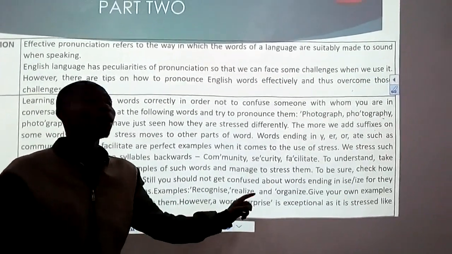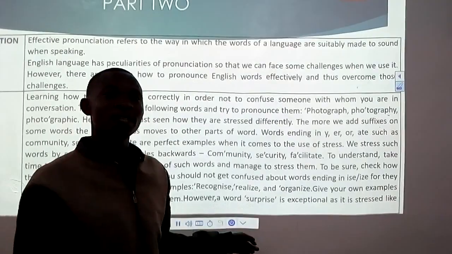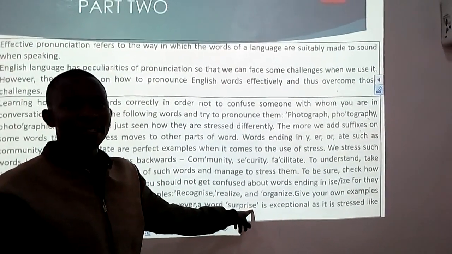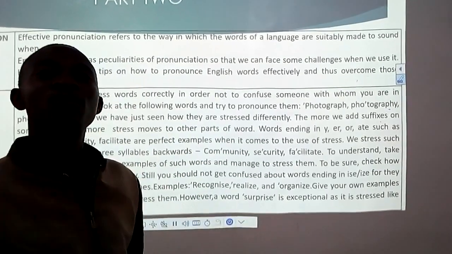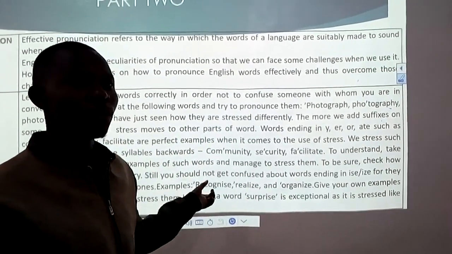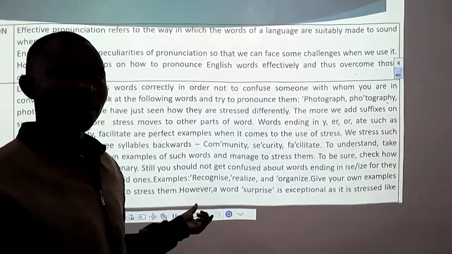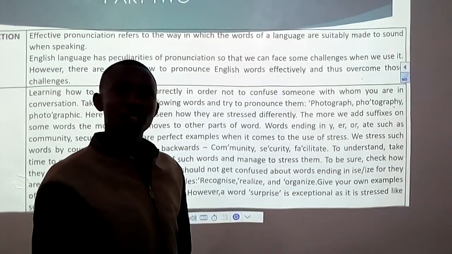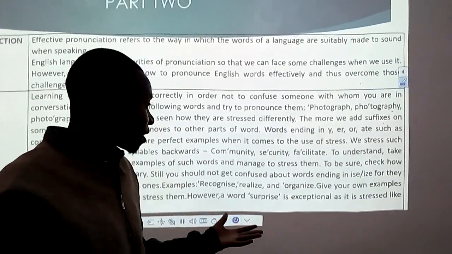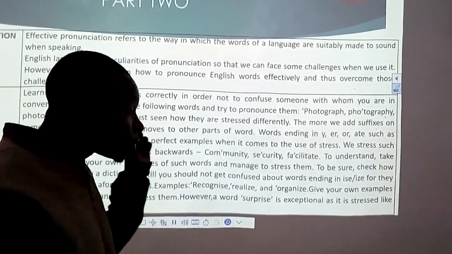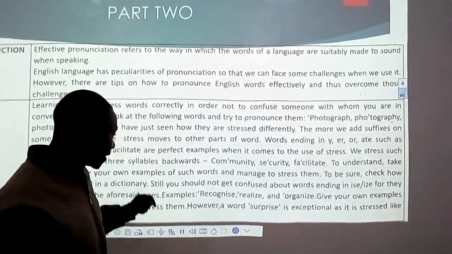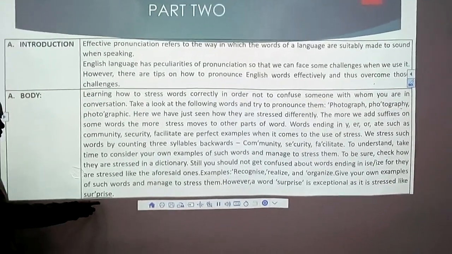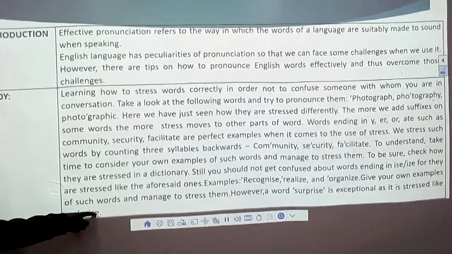However, a word is okay, but the greatest attention must be paid here. Okay? You see, these two end in -ize. However, it is not stressed like those words which end in -ize. Why so? Of course, it is exceptional. It is the exception. Okay? How do we stress it? Of course, just as your eyes can show you, it is stressed like this.